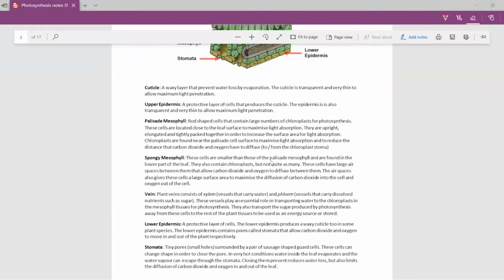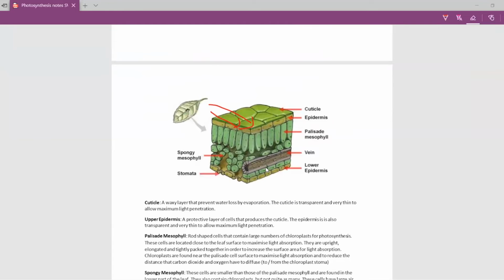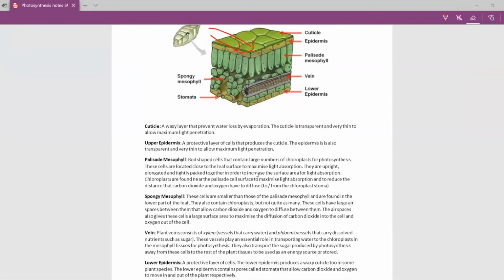The vein consists of xylem and phloem. The xylem will transport water to these cells for photosynthesis, and the phloem will transport the organic food away from the leaves to the roots and the stems.